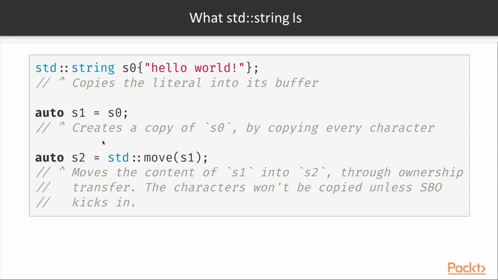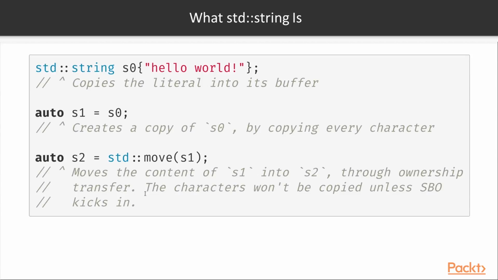Now we can create a copy of the string. In this case, the copy is called s1 by copy constructing from s0. This will create a new string by copying every character from s0 to s1. We can also move the contents of s1 into s2 by invoking the move constructor by explicitly calling std::move on s1. In this case, the semantics will have ownership transfer, which means that the characters won't be copied unless the string was in the small buffer.